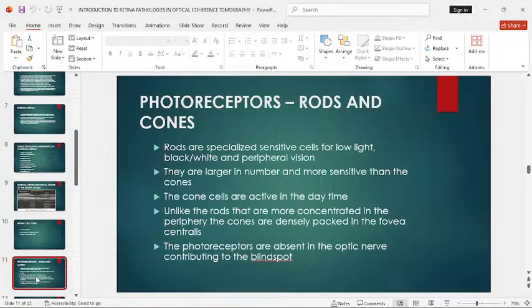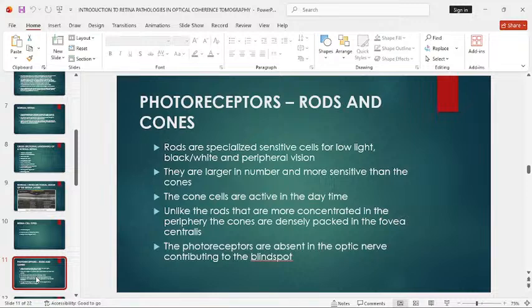The rods are specialized cells sensitive to low light, black and white, and peripheral vision. So when we are looking at an object straight ahead, what we use to view peripheral things are the rods, and they are larger in number and more sensitive than the cones. While the cone cells are active in the daytime, the rods are active at night. The rods are more concentrated in the periphery, while the cones are densely packed in the fovea centralis.